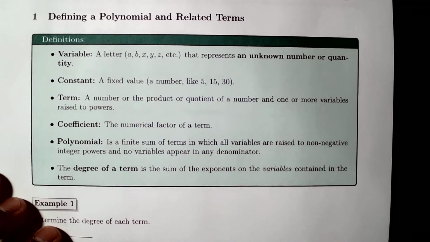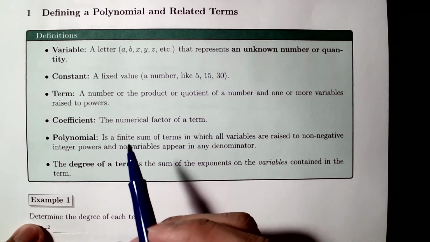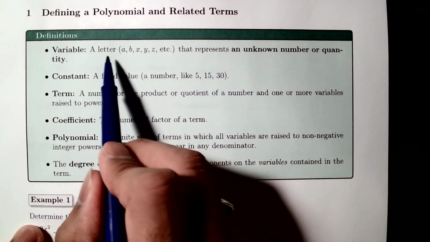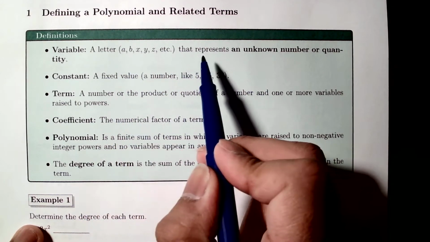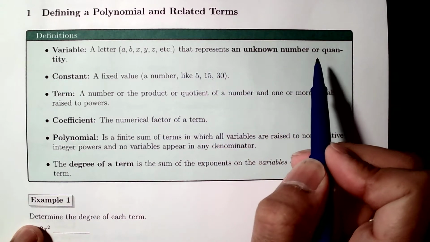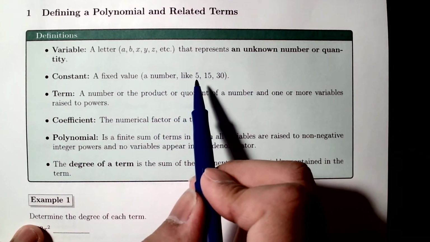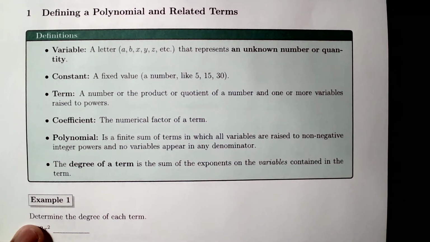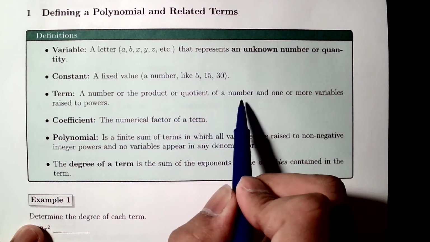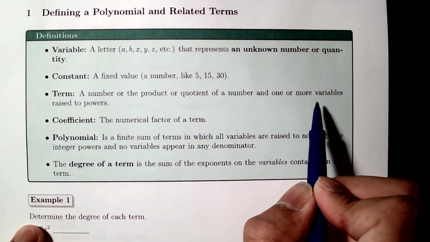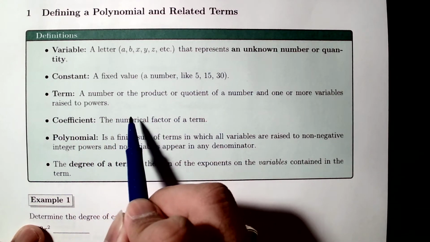So let's look at a few definitions so we can work with polynomials. Number one, let's define what a variable is. A variable is a letter such as a, b, x, y, and z. The most common one is x, and that represents an unknown number or an unknown quantity. A constant is a fixed value, in this case a number like 5, 15, 30, etc. A term is a number or the product or quotient of a number and one or more variables raised to powers. The coefficient is only the numerical factor of a term.